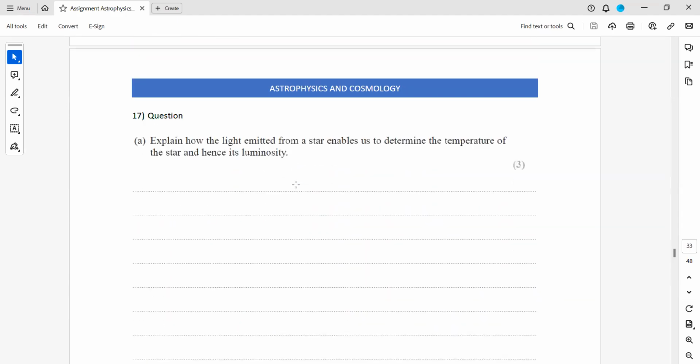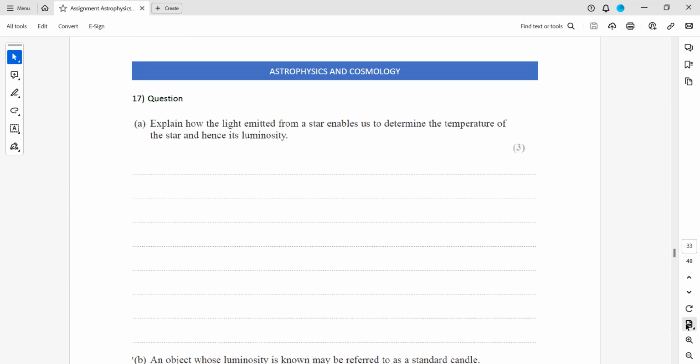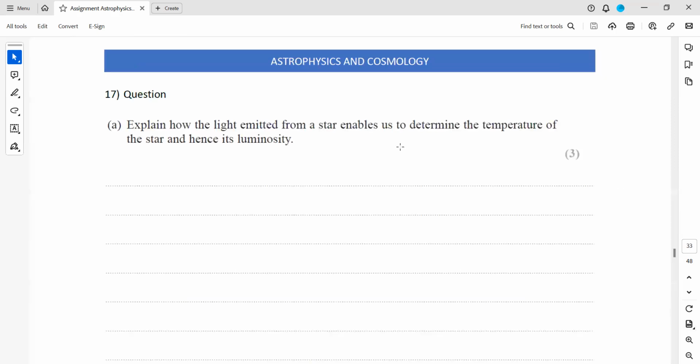Next is question 17. Explain how the light emitted from a star enables us to determine the temperature of a star, hence its luminosity. So how does the light emitted from the star enable us to determine the temperature and the luminosity, like how we know what the temperature of the star is and what the luminosity is.